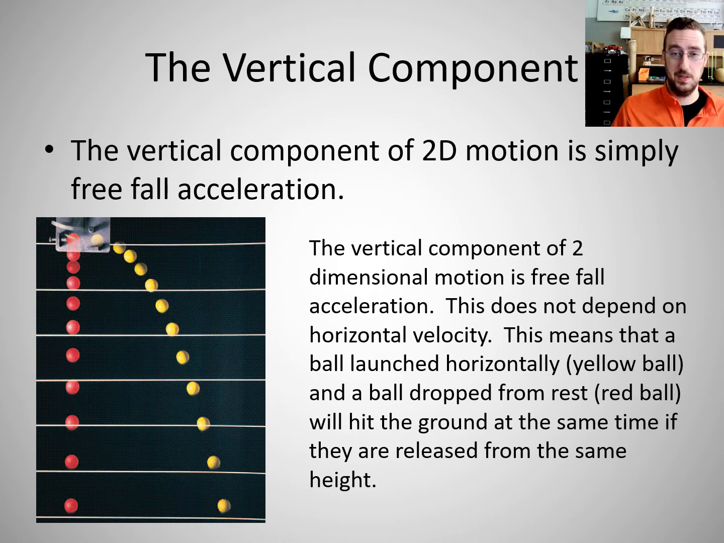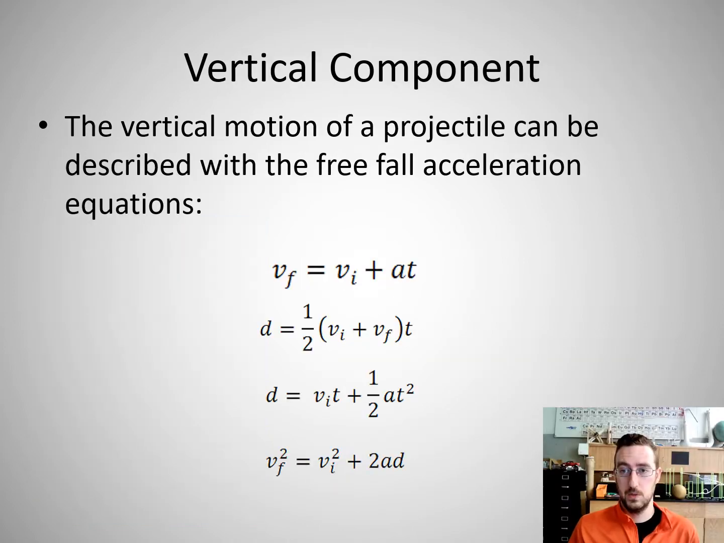In other words, like in this picture here, the red ball is dropped while the yellow ball is launched horizontally, and then it falls with it. So they would hit the ground at the same time, even though the yellow ball has more horizontal velocity. In other words, the horizontal velocity of the yellow ball does not impact the time it takes it to fall. So we can use the same acceleration equations we've been using to describe the up and down part of two-dimensional motion.